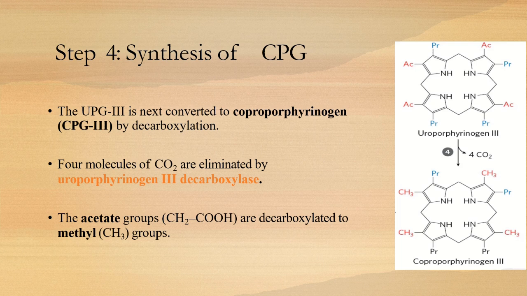Step 4, synthesis of coproporphyrinogen. The uroporphyrinogen 3 is next converted into coproporphyrinogen 3 by decarboxylation. 4 molecules of carbon dioxide are eliminated, and the enzyme that catalyzes this reaction is called uroporphyrinogen 3 decarboxylase. The acetate groups are decarboxylated into methyl groups.